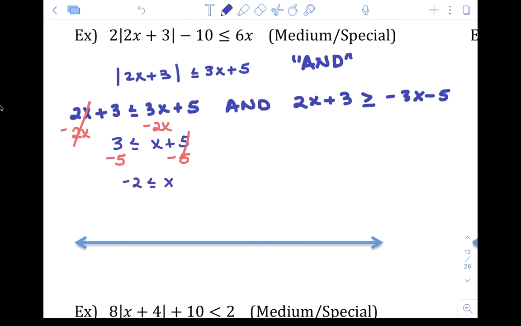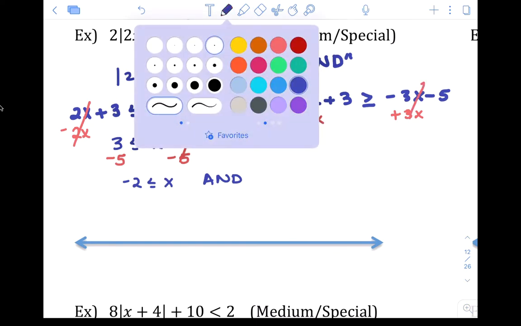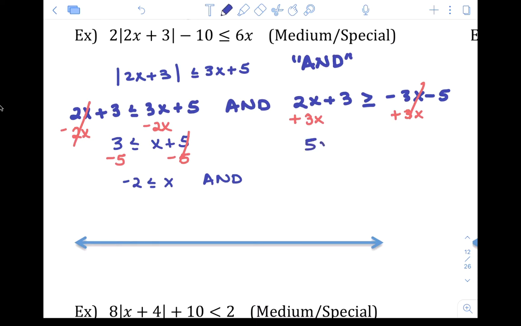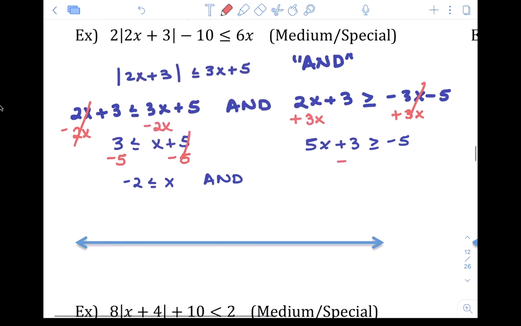Negative 2 is less than or equal to x. And on the other equation, instead of subtracting 2x, I'm going to add 3x. I'd rather have positives to work with than negatives. When I update my problem, that means 3x has been added to both sides, so 2x becomes 5x, and you end up with 5x plus 3 is greater than or equal to negative 5. I will then subtract the 3 and divide by 5 to get x by itself.